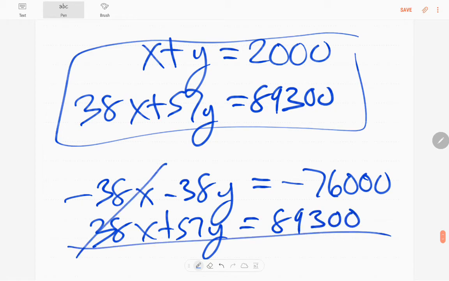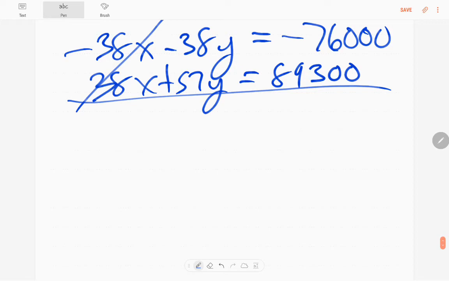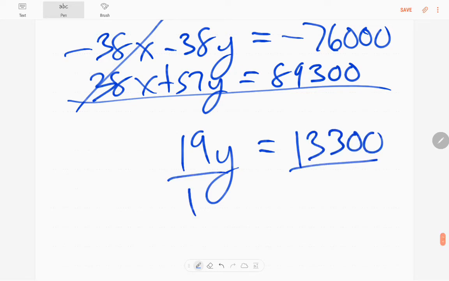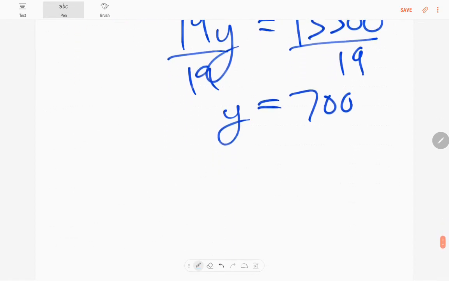And we'll leave the second one the way it is. And divide by 19 to get y by itself. So it sounds like we're selling 700 $57 tickets. But remember, the total number of tickets sold is 2,000. So I guess X would have to be 1,300.